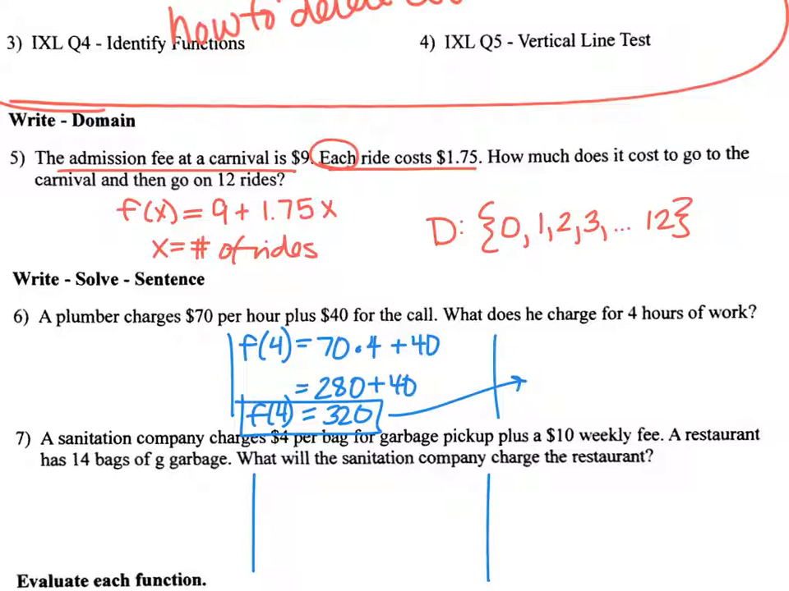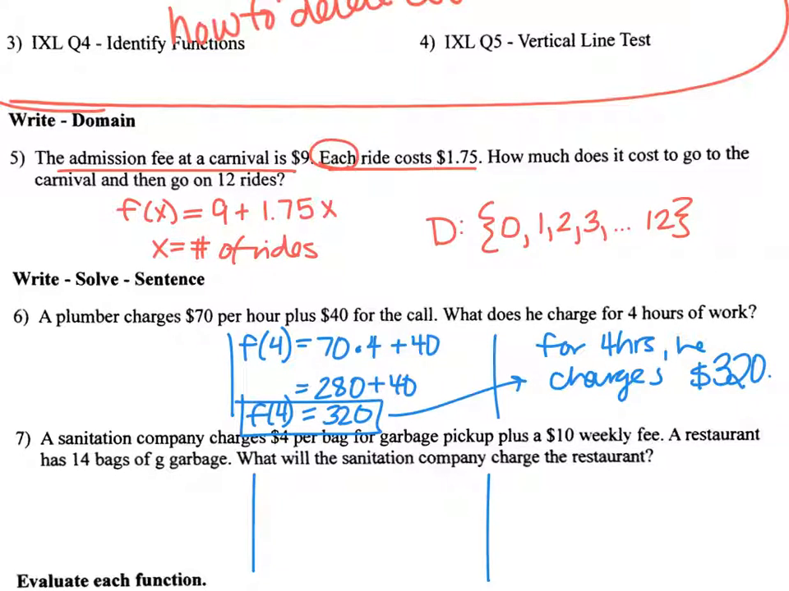And then the sentence, all we do there is just write a sentence that makes sense. And what that means is that for 4 hours, he charges $320. Remember, the dollar sign goes to the front.